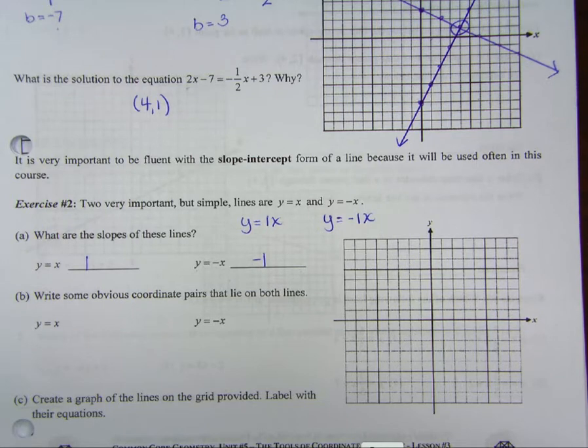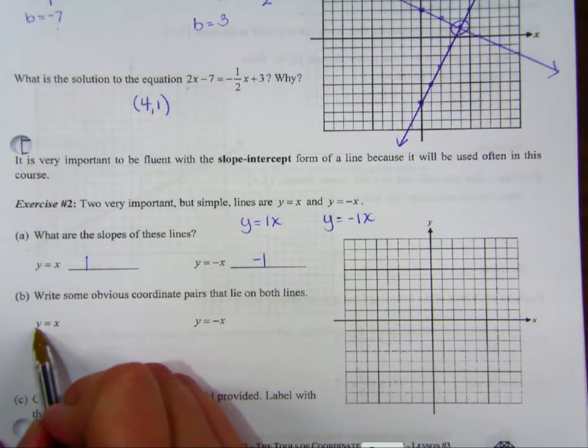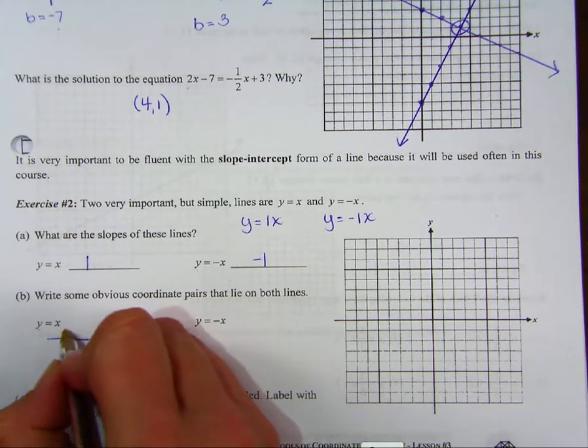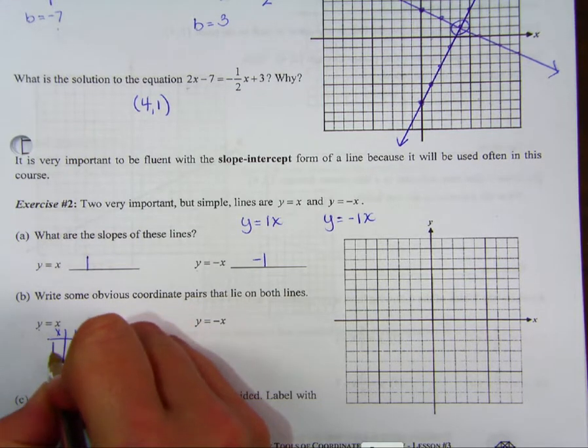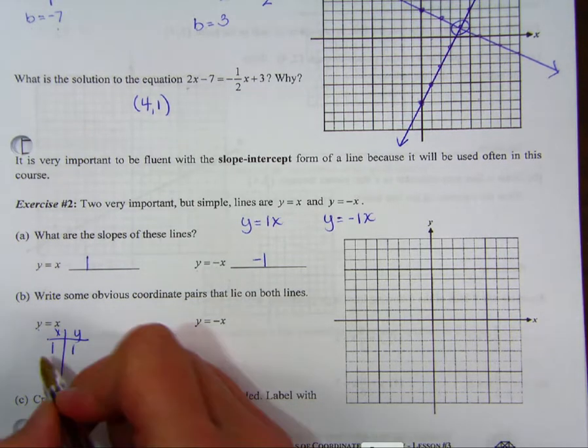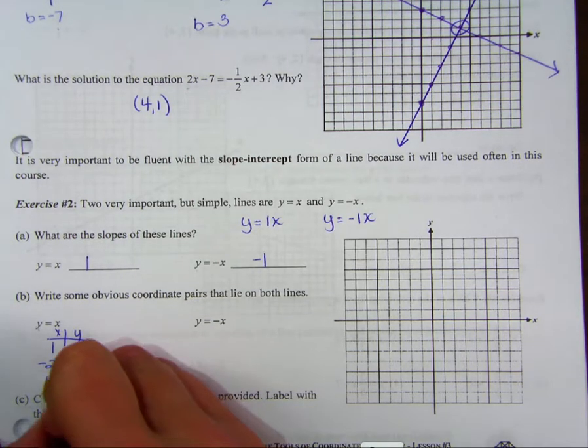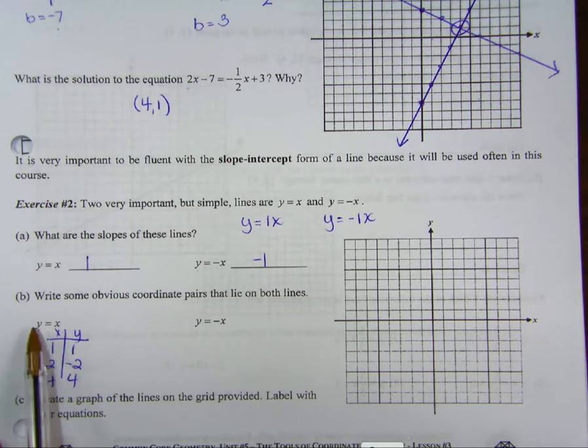Now if we want to graph those two, we can come up with some coordinates. If the y value has to equal the x value, if x is 1, y has to be 1. If x is negative 2, y has to be negative 2. If x is 4, y has to be 4. Whatever x is, y has to equal the same thing.